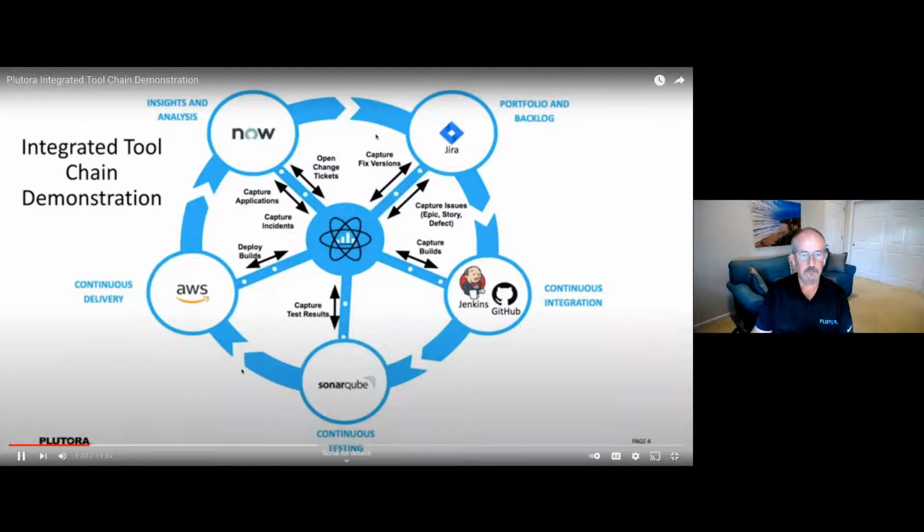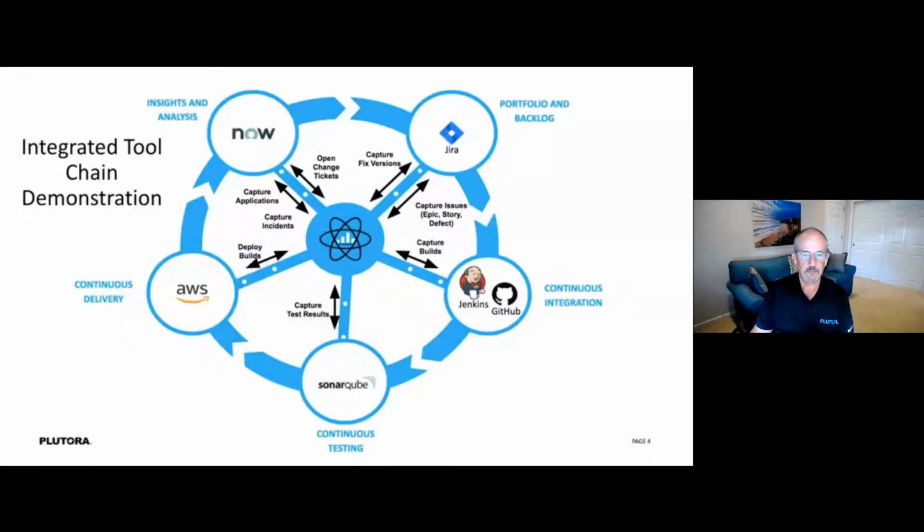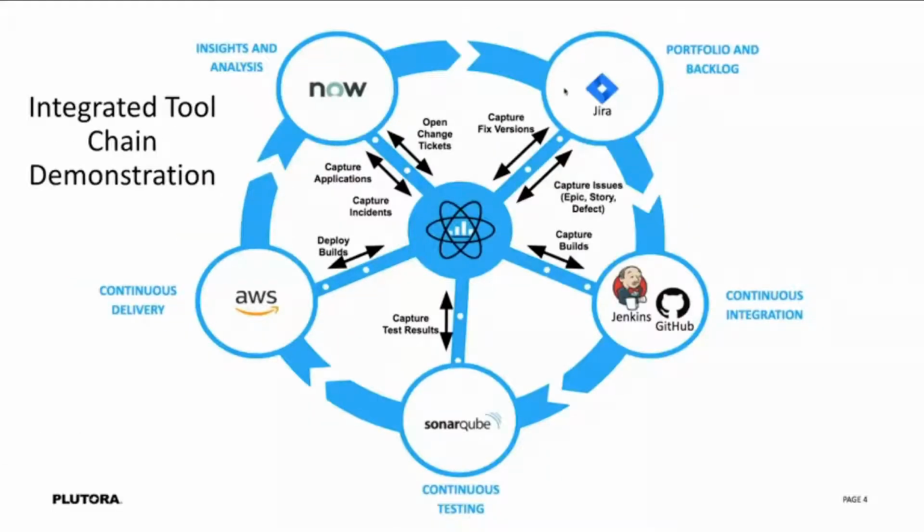On ideas, from the idea all the way to production around this continuous circle. I've selected some of the more common DevOps tools. And so we're going to start at the beginning where there's an idea captured as a fixed version in Jira. We'll bring that into Plutora. We'll bring the scope that the teams are working on. We'll bring across those epics, stories, and defects.